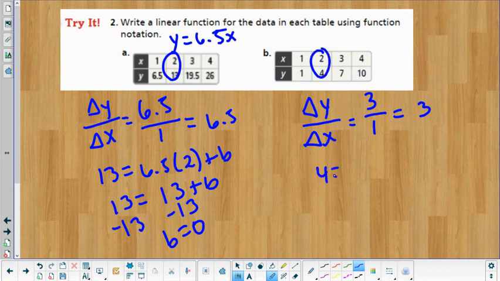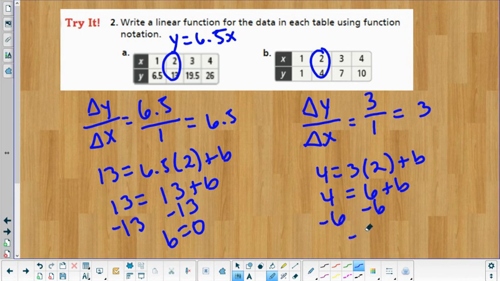So I have 4 equals my slope times my x plus b. 3 times 2 is 6. And this will also work with whatever point you choose. So I'm going to go through quick, and I get -2 as my b value. So this equation would be y equals the slope of 3x and an intercept of -2. Okay, so basically you're using your point-slope form just like we did in the last one.